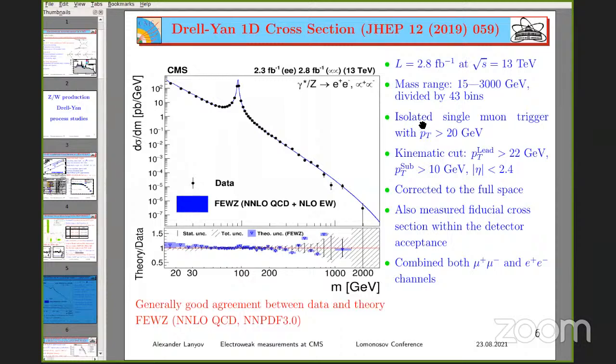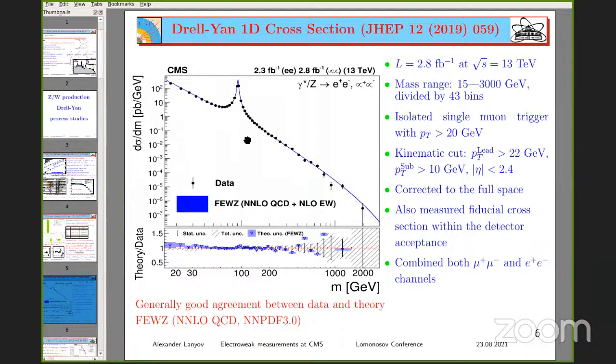And we used an isolated single muon trigger with pT greater than 20 GeV, and the kinematical cuts in the offline analysis are pT for the leading muon greater than 22 GeV, and for the subleading greater than 10 GeV, and pseudorapidity less than 2.4. So we can see the results here for the differential cross section over the mass, which is corrected here for the full phase space.